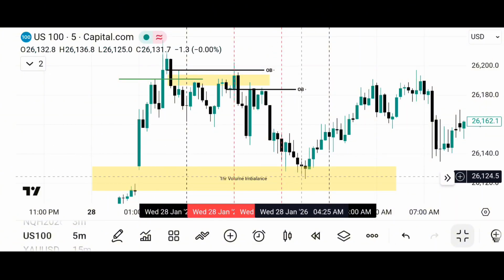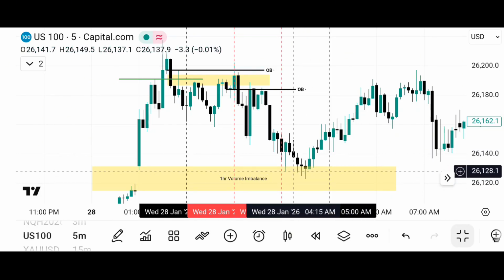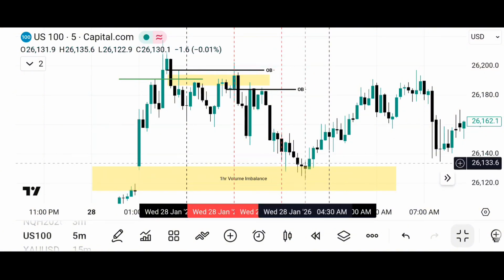And after 4 a.m., it traded directly into the 1 hour volume imbalance. And watch what it does. After trading into the 1 hour volume imbalance, it trades right up. And you can see our price respects this level.